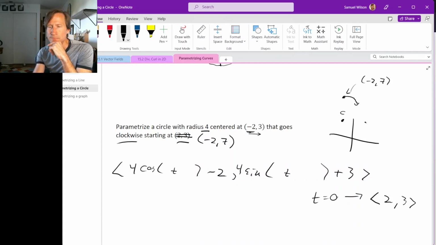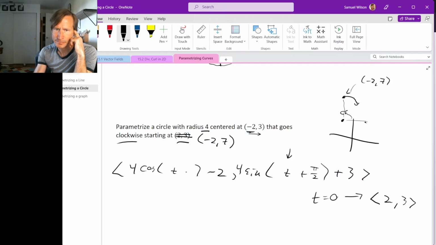Well, what we need to do is sort of add an initial angle. T is basically playing the role of the angle that the point makes with the horizontal, and we want our angle to start at pi over 2. So let's just add pi over 2 right here. Okay, so that's going to change what we get when t is equal to 0.